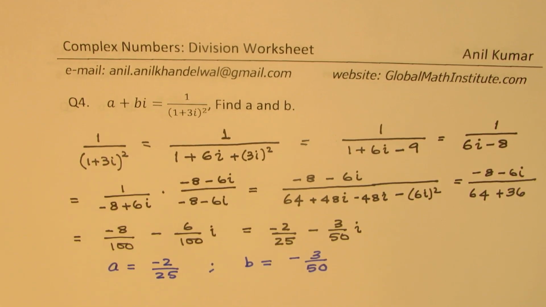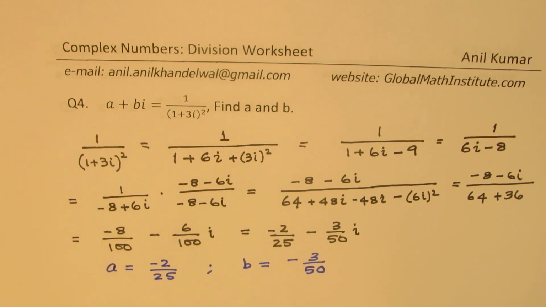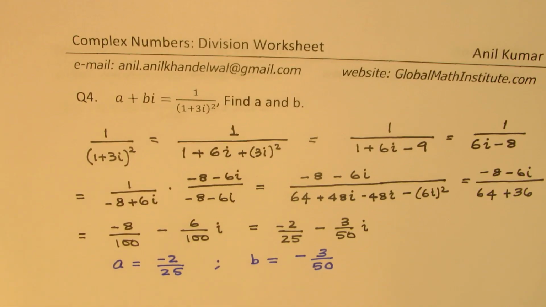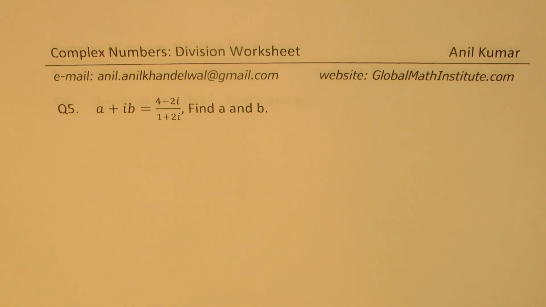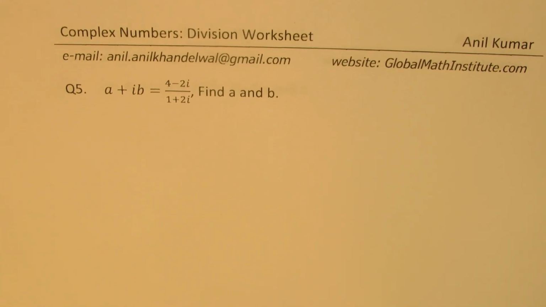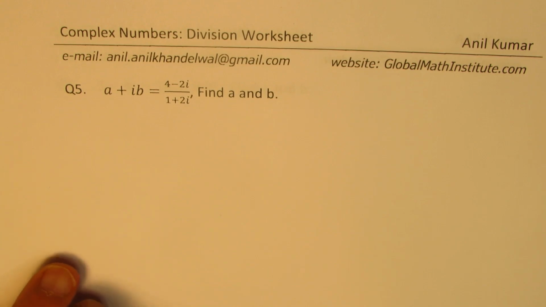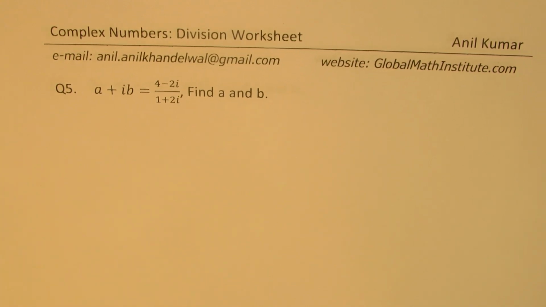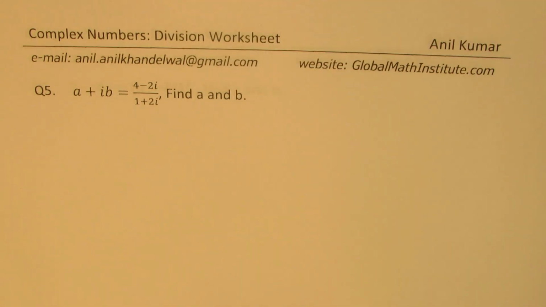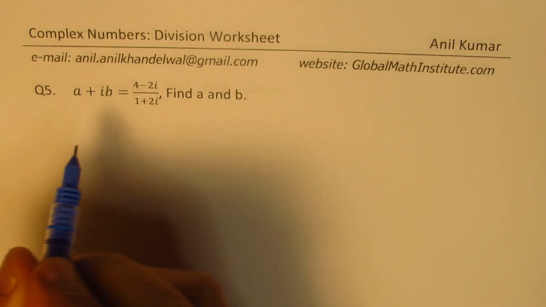So when there is square in the denominator, you should note how the things change. Now here's another example. This time we have a complex number in both numerator and denominator. I would like you to pause the video, answer this question, and then look into my suggestions. Now let us see how to solve this question.